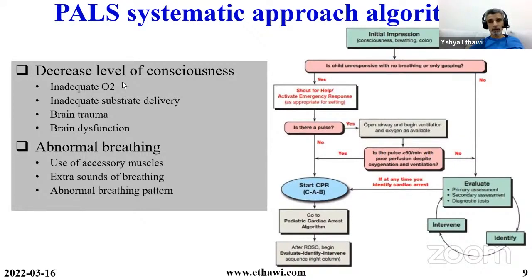When the baby has a decreased level of consciousness, mostly there is either inadequate oxygenation, inadequate substrate delivery, birth trauma, or brain dysfunction. Inadequate oxygenation that leads to decreased level of consciousness, we call desaturation. Inadequate substrate that causes decreased level of consciousness, for example, is hypoglycemia.